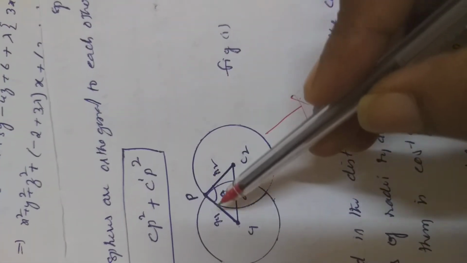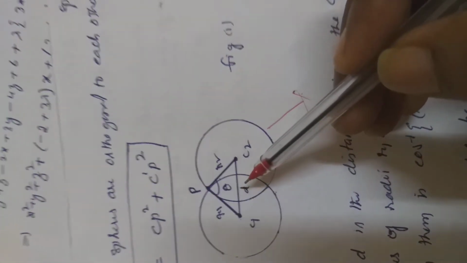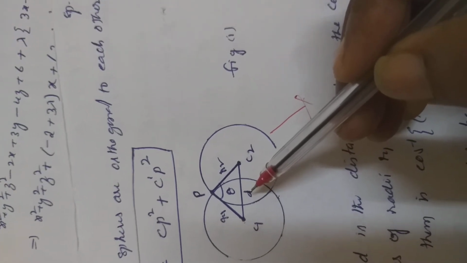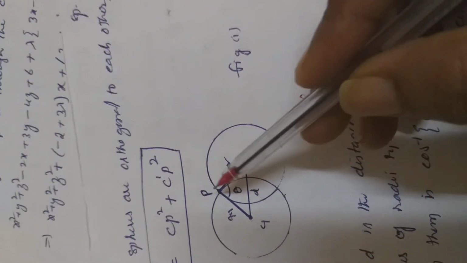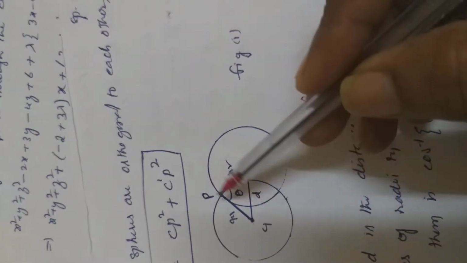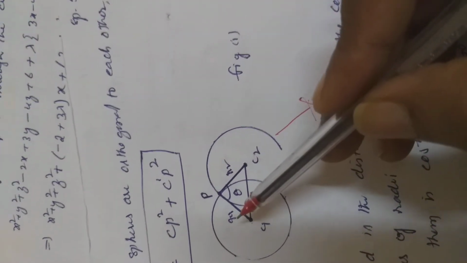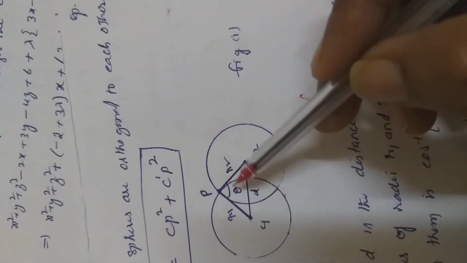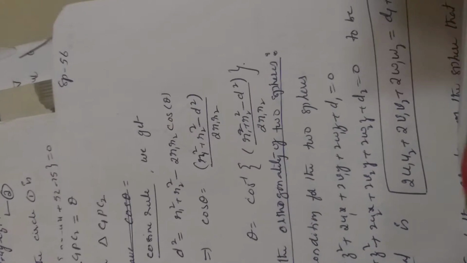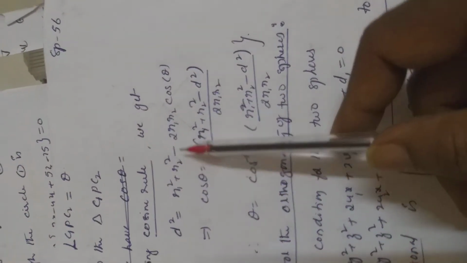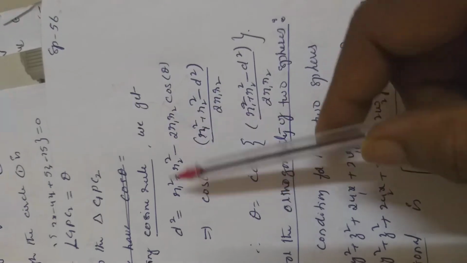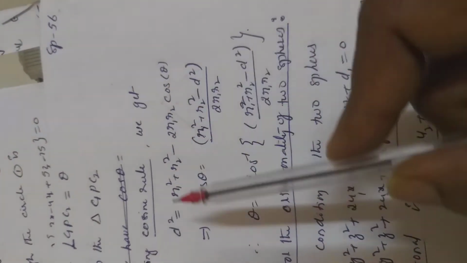From this triangle, now we want this on theta. The opposite side square, d square, is equal to this side square, r1 square, plus this side square, r2 square, minus 2r1r2 into cos of this angle theta. So d square is equal to r1 square plus r2 square minus 2r1r2 cos theta. This is called the cosine rule. You have to remember this, it is a very, very important thing.